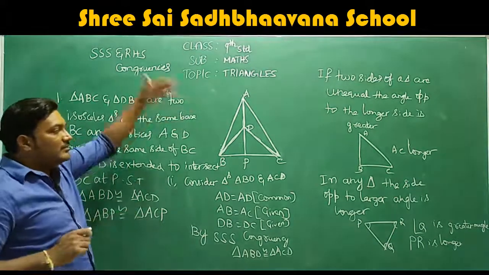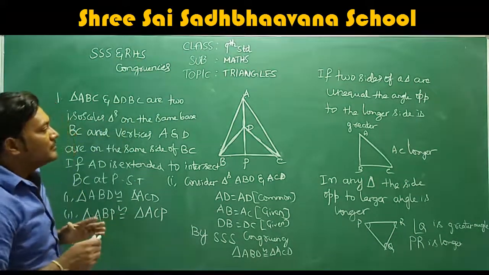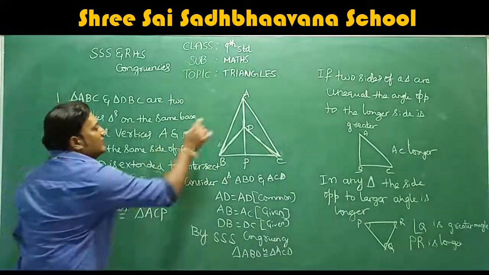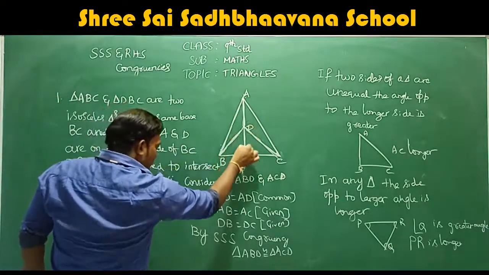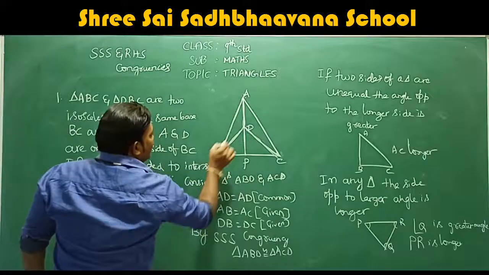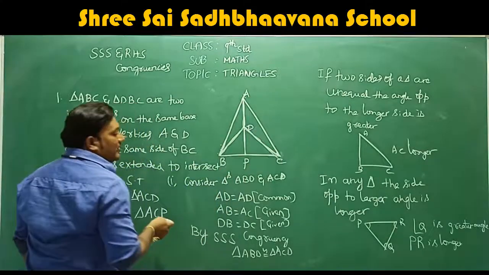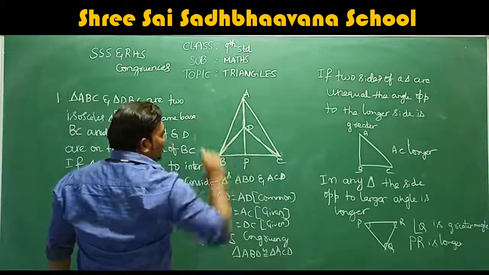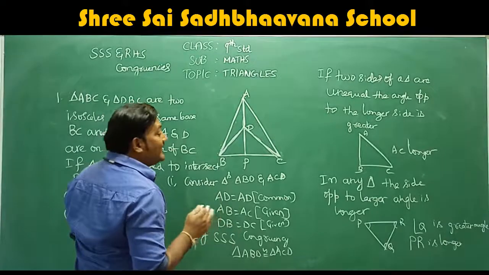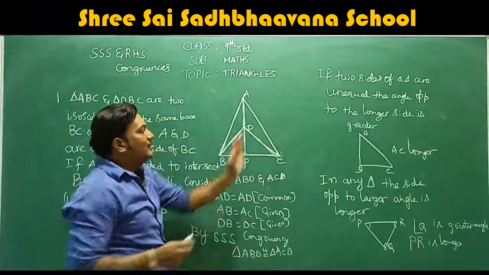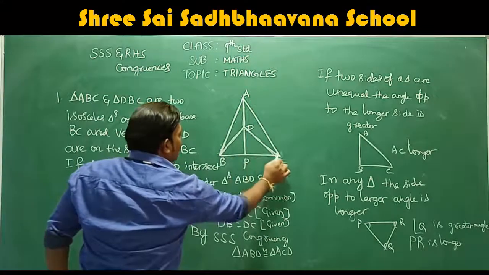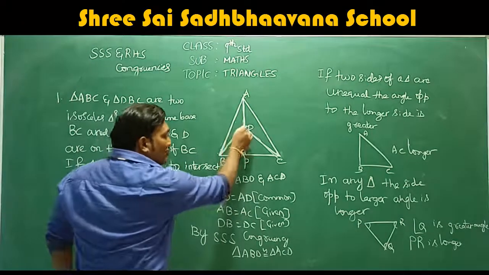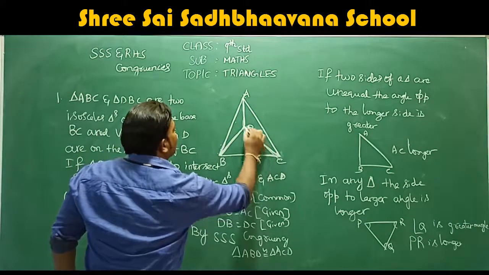I'll just explain this part once again. Here we have a triangle ABC, and we have AD, and it is just extended to P. So here you observe ABD is one triangle, and ADC or ACD is another triangle. So what we have to prove? We have to prove that this triangle is congruent to this triangle. So how do we prove? They clearly said that triangle ABC is an isosceles triangle, and also they told triangle BDC is also an isosceles triangle.